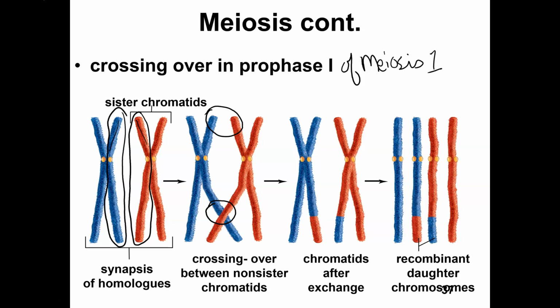So for every cell that undergoes meiosis, the homologous chromosomes may or may not cross over. And if they do cross over, they may cross over once, they may cross over more than once. And so this increases genetic diversity.